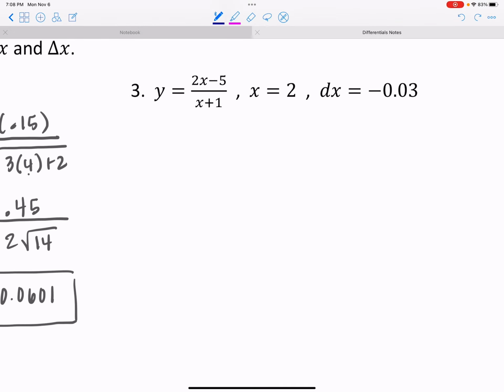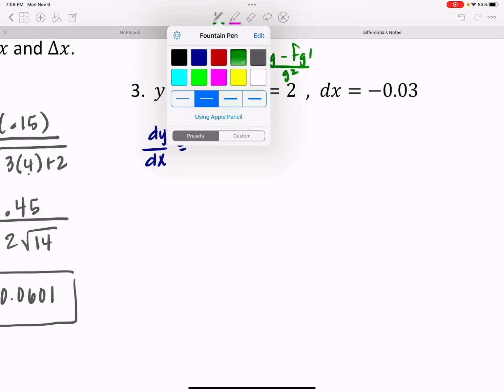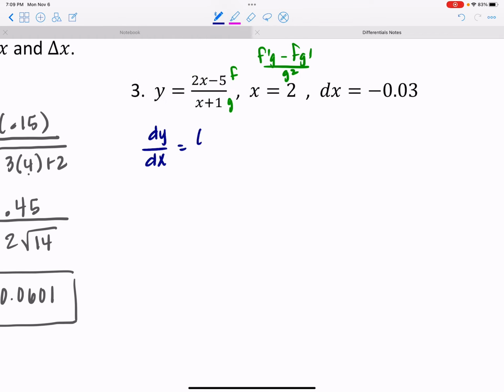Again, I want to find my differential of y, so let's differentiate. Let's find dy/dx. In this case, it's going to require our quotient rule, so let's call this f and call the bottom g. I need f prime g minus f g prime, divided by g squared. So we have the derivative of the top, which is just 2, multiplied by the bottom, which is just x plus 1, minus the top, 2x minus 5, times the derivative of the bottom, which is just 1, and that's all going to be divided by the bottom squared.